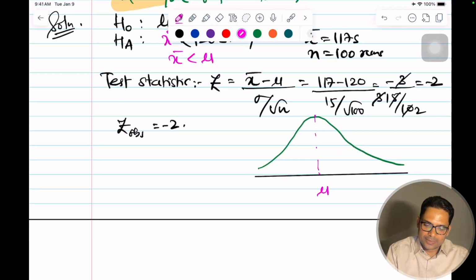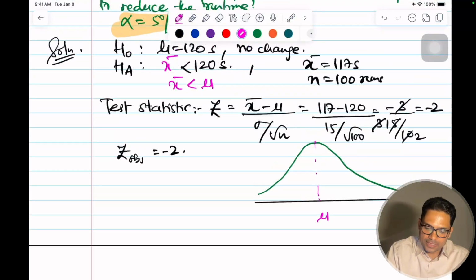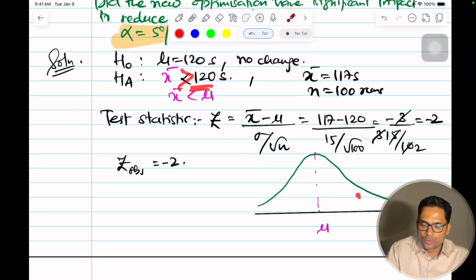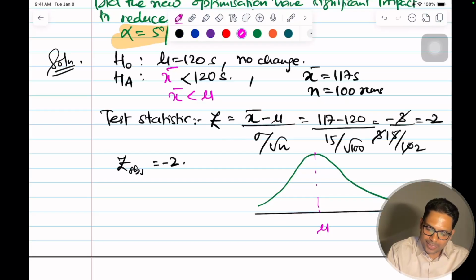So we have got -2. This will come to the left side, because the value will be negative. The denominator is always going to be positive, so the numerator will decide whether I go left or right. If this would have been positive, if I was saying that x bar is greater than 120, then I'll go towards the right, because the values that I will get in the observation of the test statistic would be positive. And since it's negative, we'll go towards the left side. So we have found out that this is somewhere around -2.